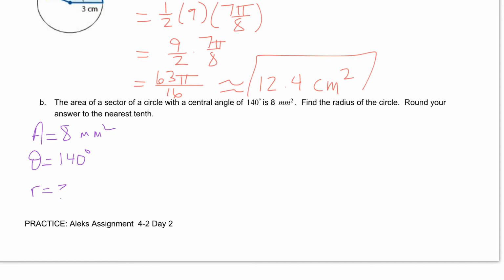Well, the first thing we should recognize is that 140 degrees needs to be changed to radians. So let's do that first. So we're going to take the 140 degrees and multiply it by pi over 180. And when we do that, we end up with 7 pi over 9. Then we can look at our formula. We have A equals 1/2 r squared times theta.